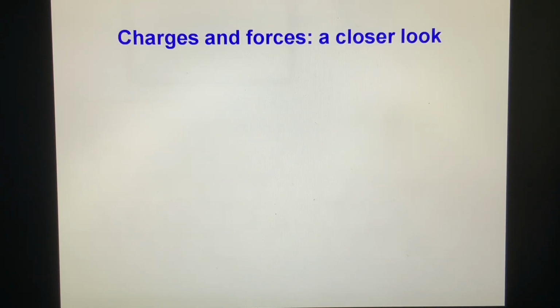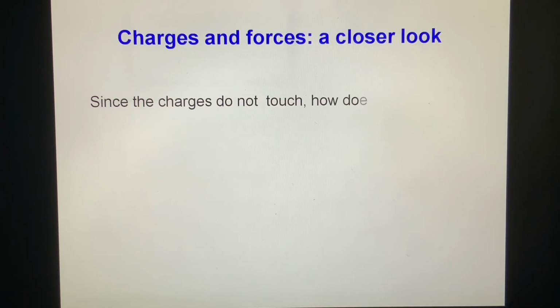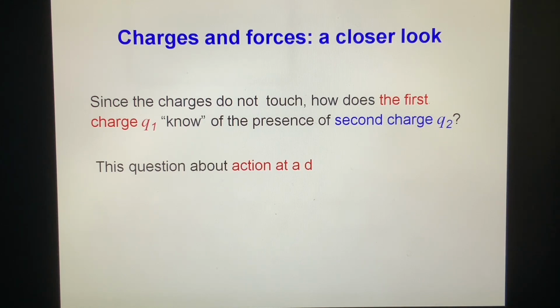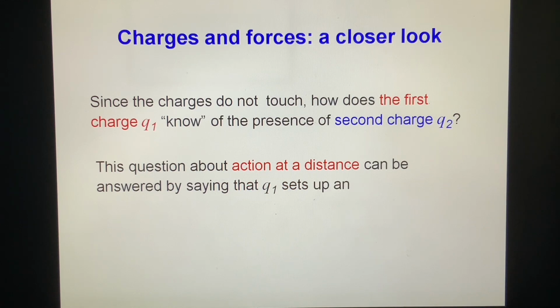Charges and forces, a closer look. Since the charges do not touch, how does the first charge Q1 know of the presence of the second charge Q2? This question about action at a distance can be answered by saying that Q1 sets up an electric field in the space surrounding it.